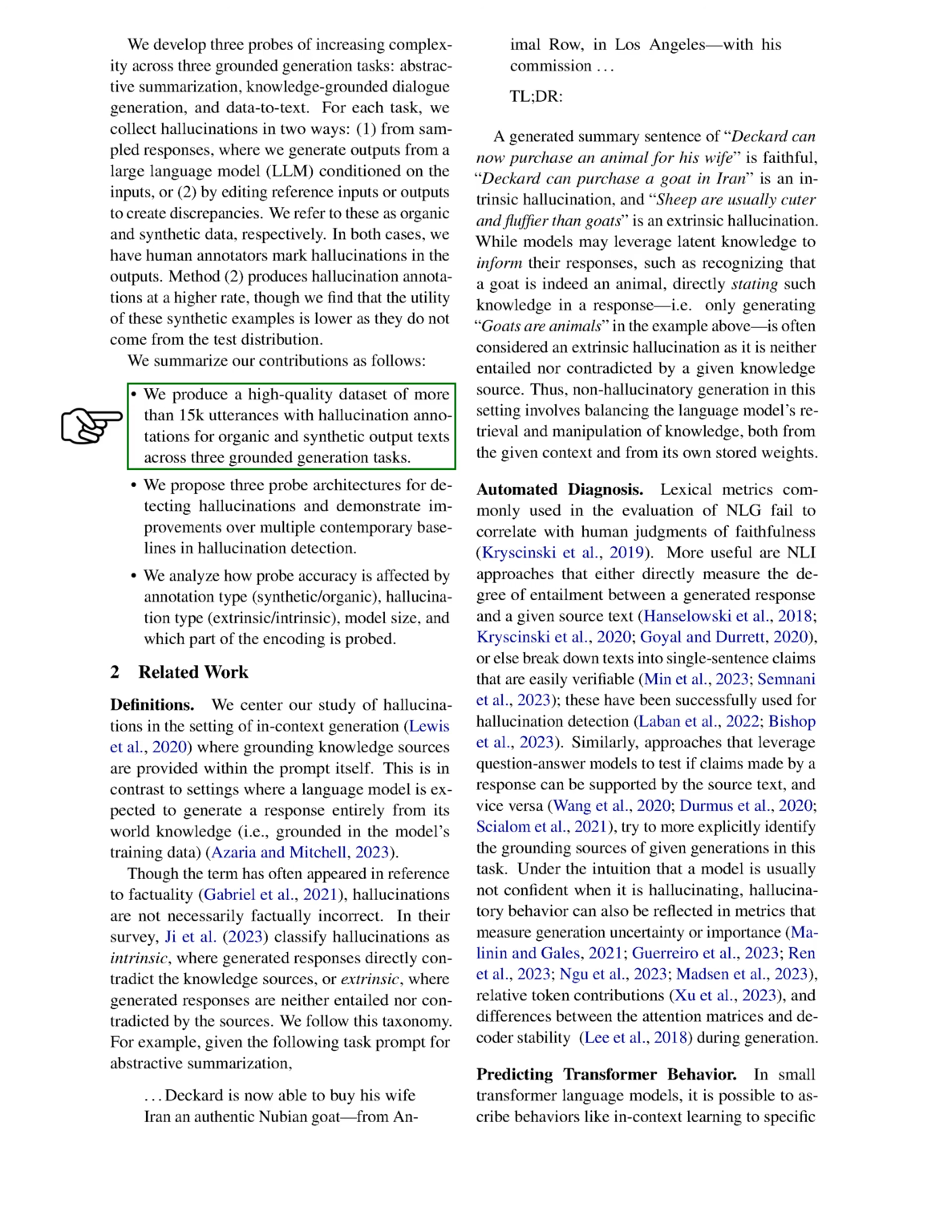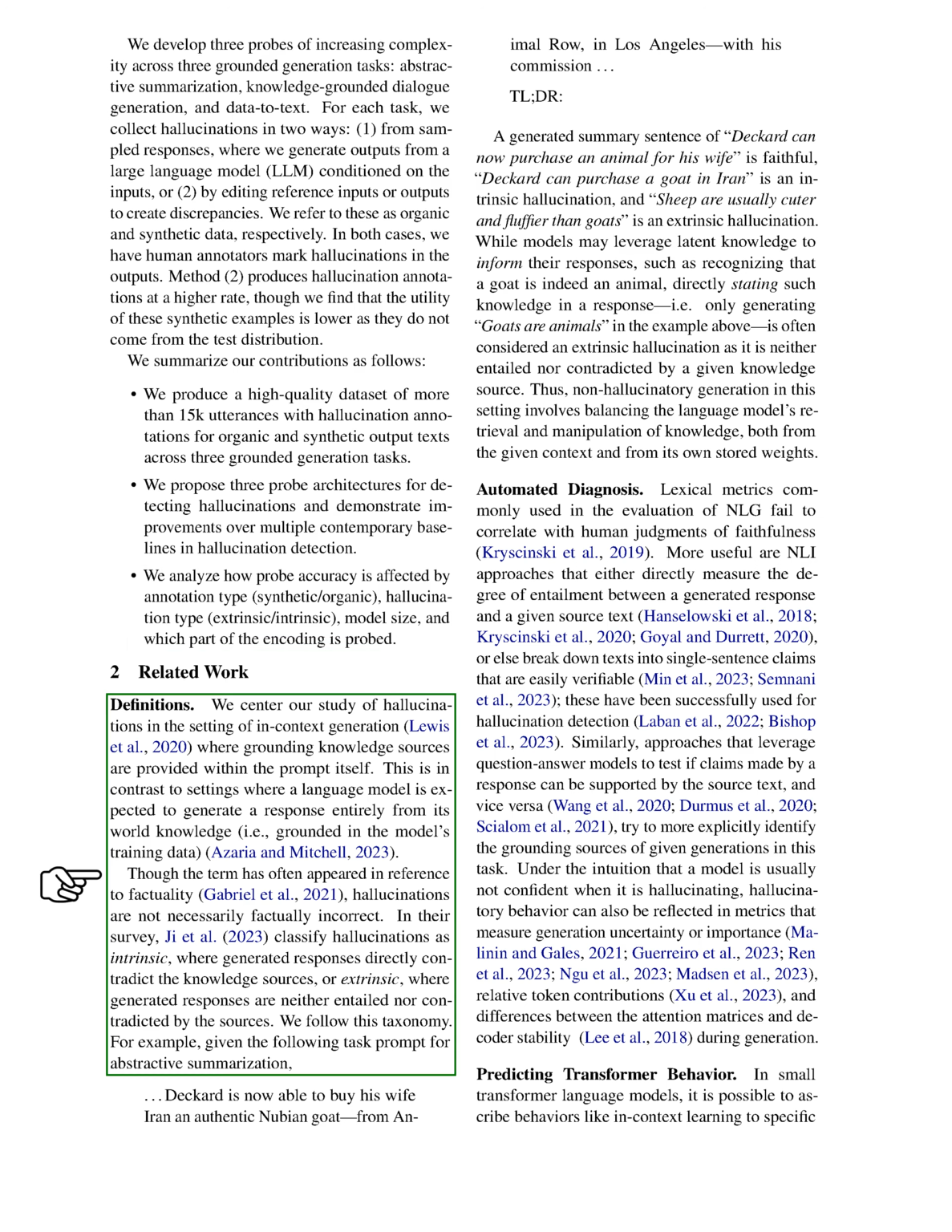We've created a high-quality dataset of over 15,000 utterances with hallucination annotations for organic and synthetic output texts across 3 grounded generation tasks. We've proposed 3 probe architectures for detecting hallucinations and demonstrated improvements over multiple contemporary baselines in hallucination detection. We've analyzed how probe accuracy is affected by annotation type, synthetic or organic, hallucination type, extrinsic or intrinsic, model size, and which part of the encoding is probed.